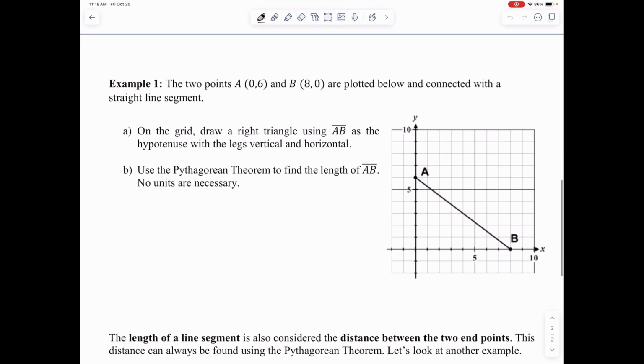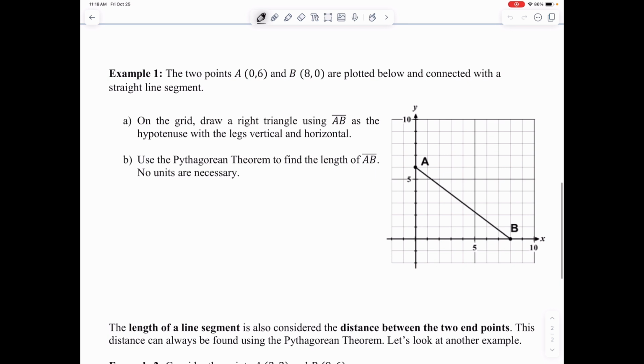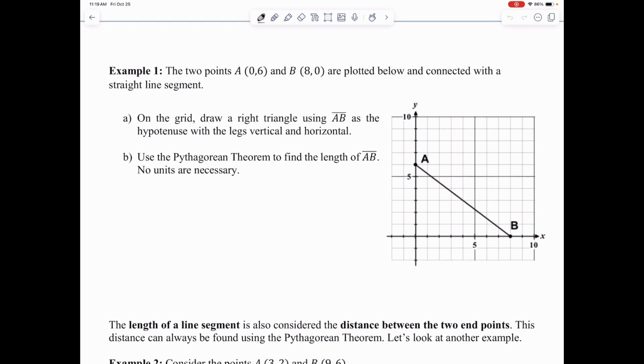So we're going to look at example 1 together. It says the 2 points A, 0, 6, which you see already plotted, and B, 8, 0, are on the coordinate grid already, connected with a straight line segment. So on the grid, we're going to draw a right triangle out of this diagonal line, because if we do that, we can have 2 sides that we can count, because one will be vertical and one will be horizontal, and we can use Pythagorean theorem to find the slanted side that we can't count.